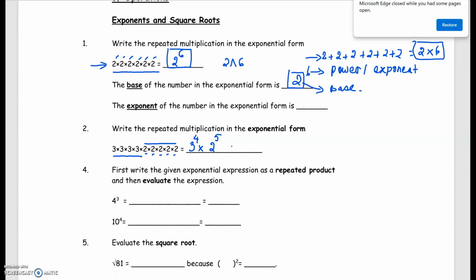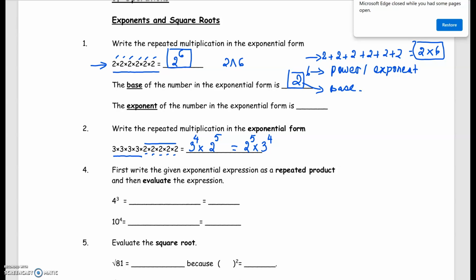And usually if we write a number in the exponential form, we write the smaller number first: 2 to the 5th times 3 to the 4th power. And notice that 2 and 3 are called prime numbers.